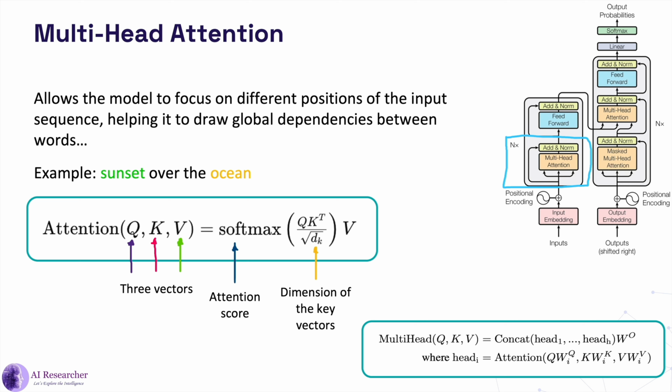Here is another formula for multi-head attention. What exactly it does is take the individual attention outputs from multiple heads and combine them into a single output. To sum up, in the multi-head attention layer, the explained process happens multiple times in parallel, which allows the model to capture different types of relationships between the words.